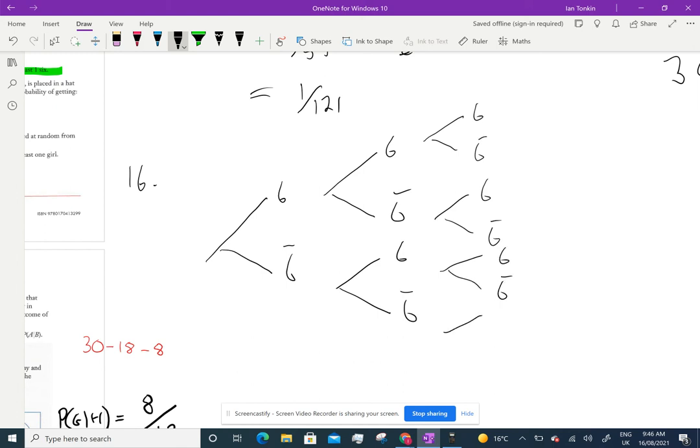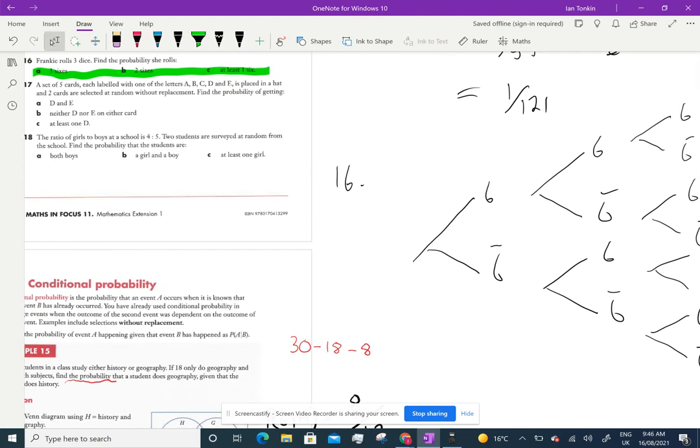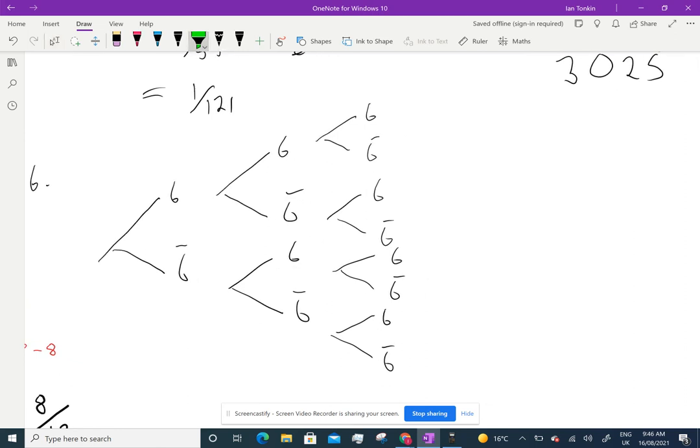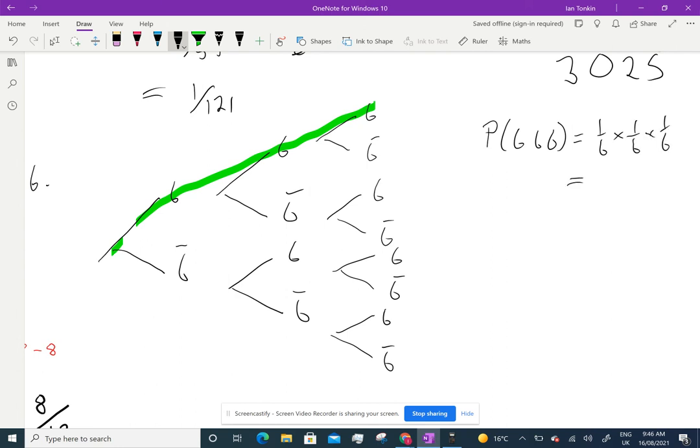And remember, a 6 with a dash above it means not getting a 6. Now, I don't need to write all the probability out because there's only 3 questions. What's the probability of 3 6s? Well, that's this branch. A 6, a 6, and a 6, that's 1 on 6 times 1 on 6 times 1 on 6, which is 1 on 216.